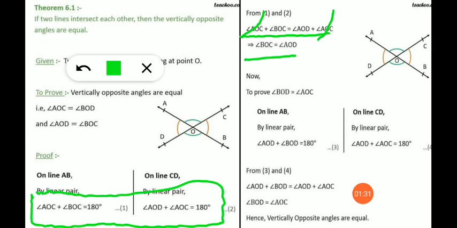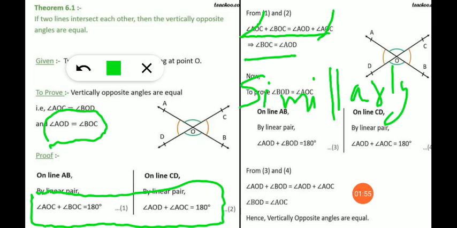This first part we have proved: angle AOD is equal to angle BOC. If one part we have proved, we don't need to do the same thing again. Here I have done it for you, but we don't need to repeat it. We will write similarly. Similarly, angle AOC is equal to angle BOD, and hence vertically opposite angles are equal.